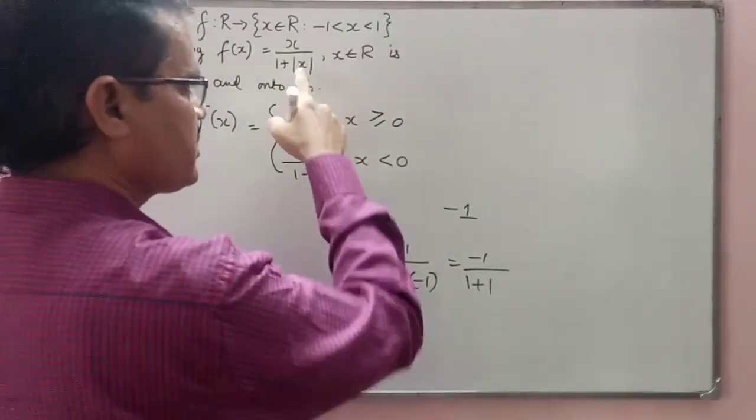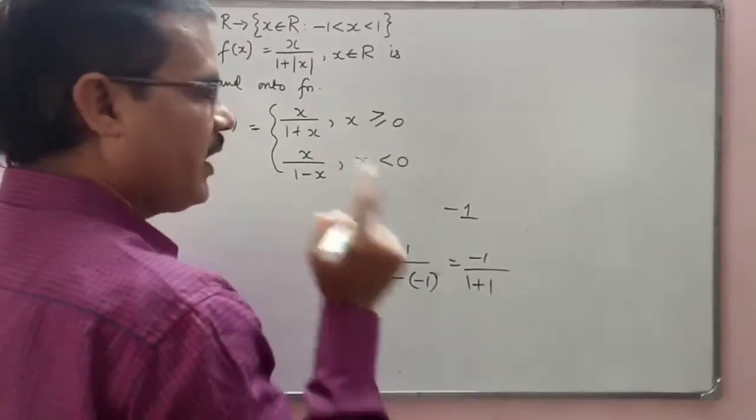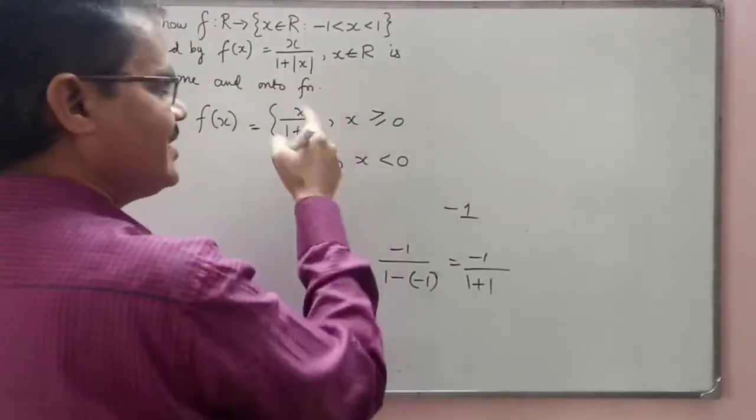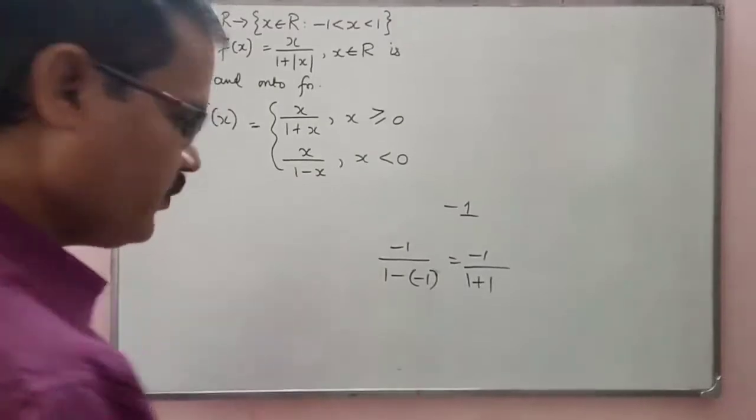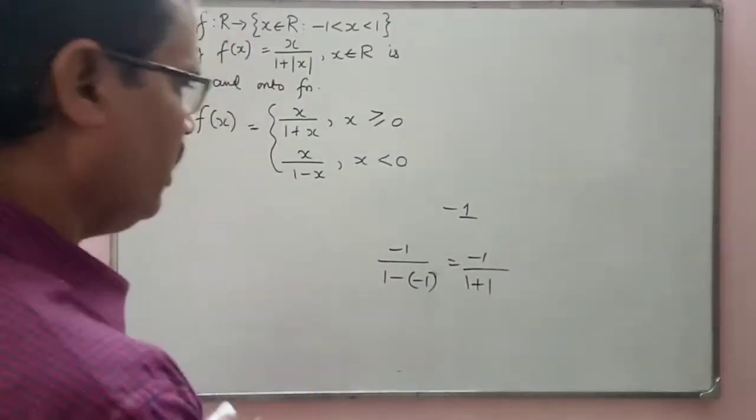So whenever you see modulus of x, I have plus x and minus x. You may have a doubt, sir, what about the numerator? Sir, numerator is just an x. So there is no confusion about that. Only the denominator you have to see.